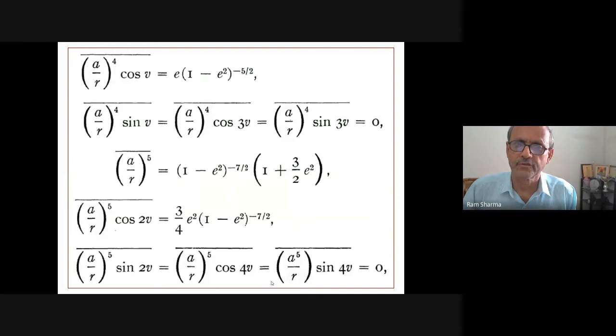Some of the values are non-zero, and zero values he has also calculated. These are all taken from his paper, which I downloaded. I thought I must present this to you, because this is of historical importance, but it's still very useful. Still people use it.